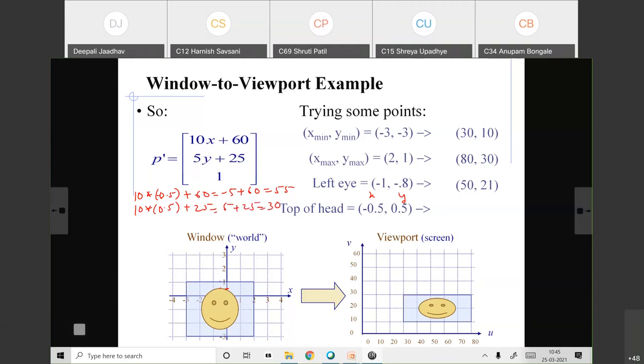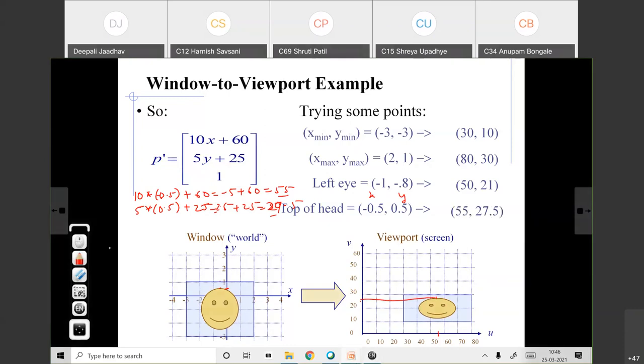Means this top of the head, which is in the window at position minus 0.5 and plus 0.5, at viewport, at which position is it? 55 and 30. So observe whether it is at 55 at the x coordinate, and here on the y coordinate it is not actually 30. Sorry, I made a mistake here: 5 multiply, so it is 2.5 plus 25, so it is 27.5. So you can observe here this head is at 27.5 on the y-axis. So when it is transformed from the window to the viewport, all the coordinates change.